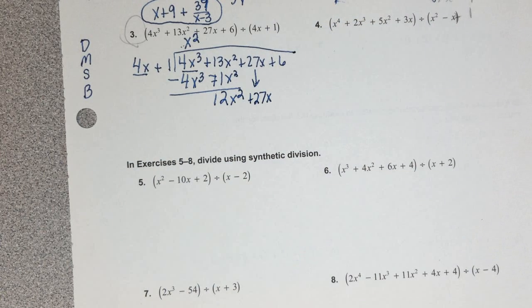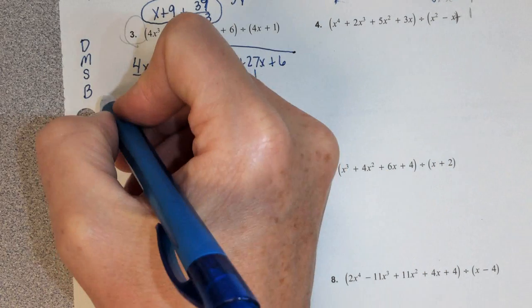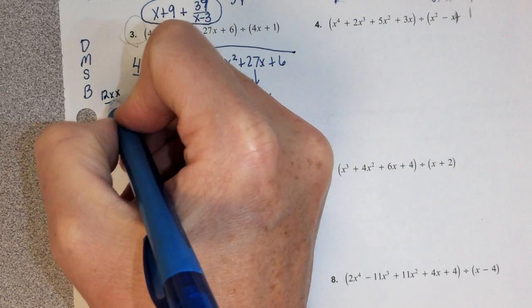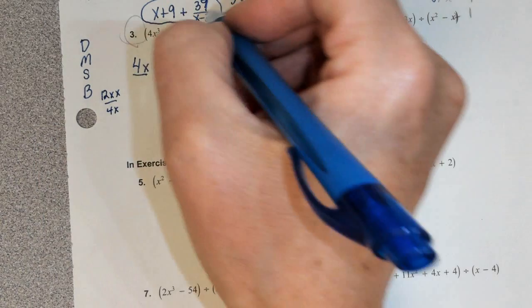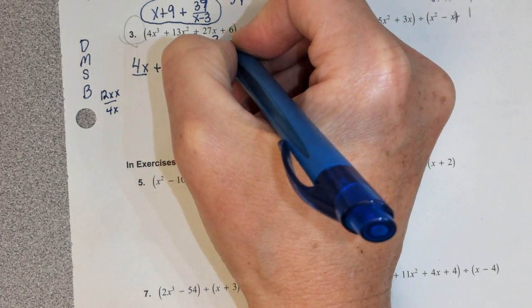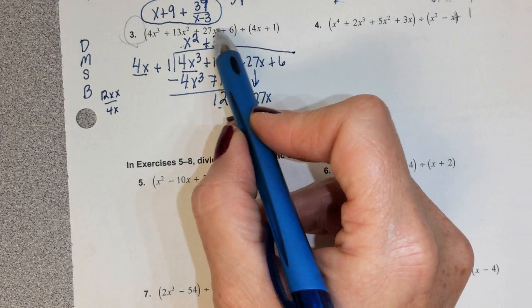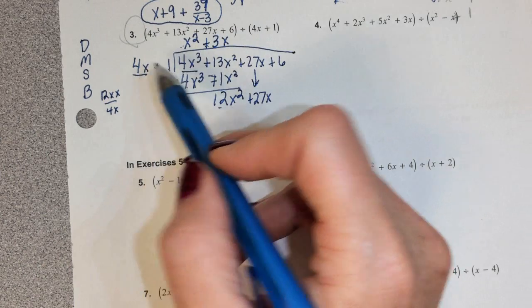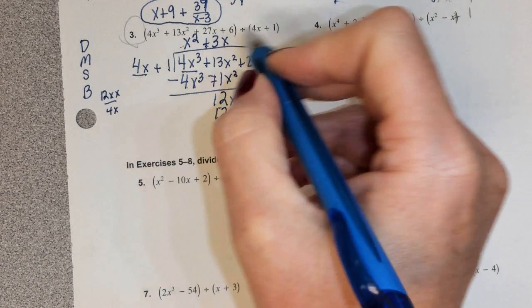Okay, so now we're going to go back and we have to divide now. So Drew, what's 12x squared divided by 4x? What's that going to be? So I'm going to have 3x. Now when I multiply, I just multiply what I have right here. So I've got 3x times 4x is 12x squared. 3x times 1 is 3x.